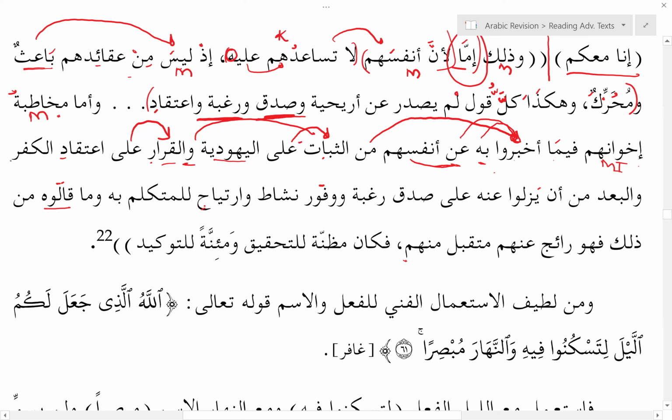So على اعتقاد الكفر, again واو حرف عطف. Now you're still connecting اعتقاد الكفر, القرار والبعد. You're connecting this to this. البعد, distance. Distance from what? من أن يزل. So this من goes back to البعد. So you see how that's connected. أن يزل, they slip from where? عنه. So this عنه goes to يزل.